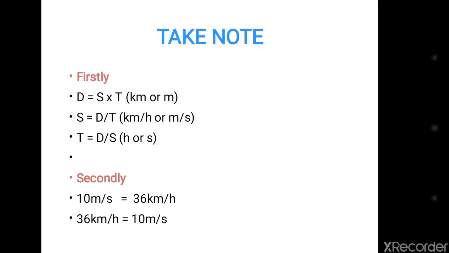Take note. Firstly, if you want to find distance, you say distance is equal to speed times time. If you want to find speed, speed is equal to distance divided by time. And if you want to find time, time is equal to distance divided by speed. Secondly, take note that 10 meters per second equals 36 kilometers per hour. Or we say 36 kilometers per hour equals 10 meters per second.